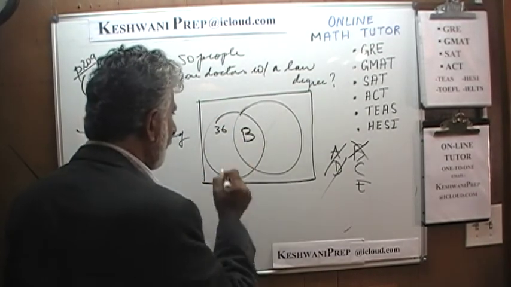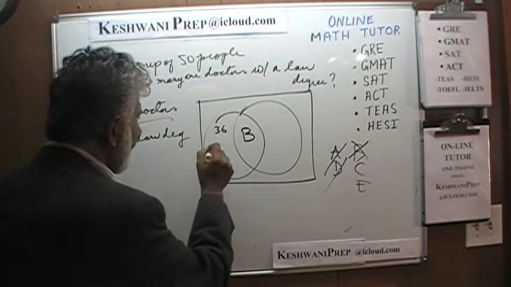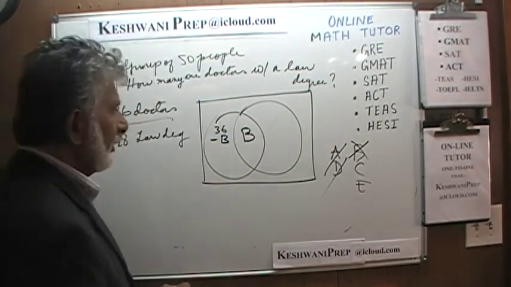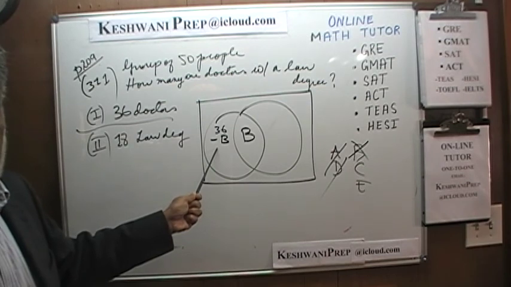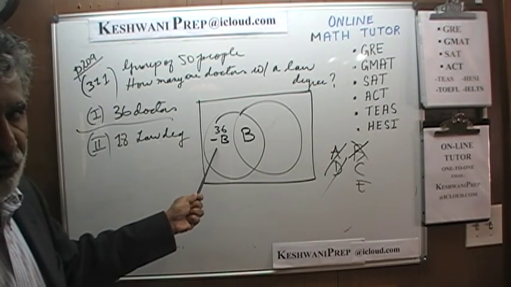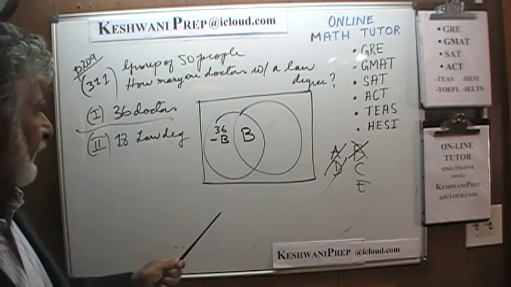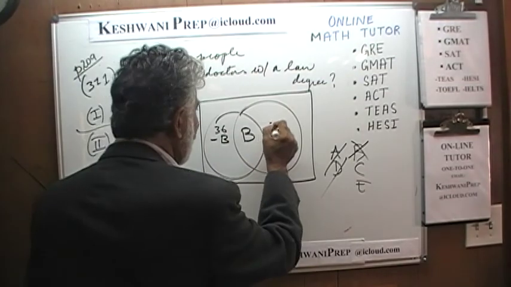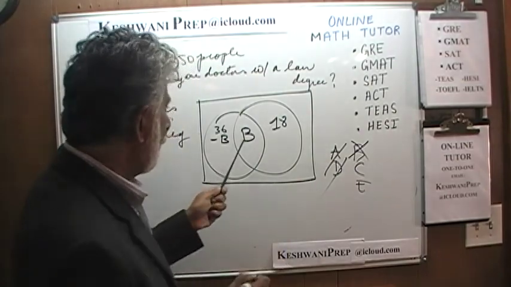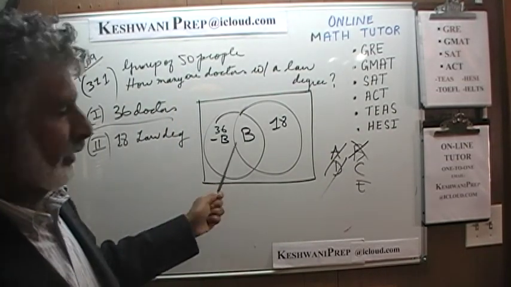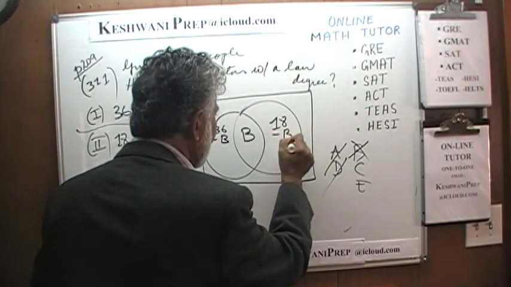Let's call it B for both. And we have to take that B away from the 36. How many of them are doctors only? How many are the people who have only the medical degree and no law degree? The answer is 36 minus B out of 50. Similarly, there are 18 people who have a law degree, and some of them also happen to have a medical degree. And we're calling that letter B.